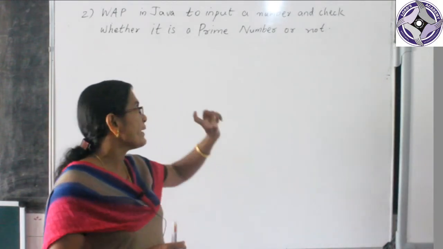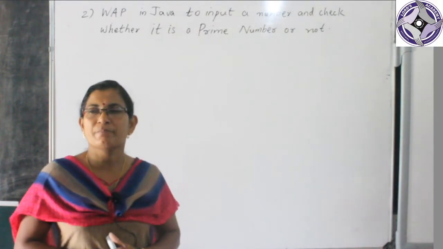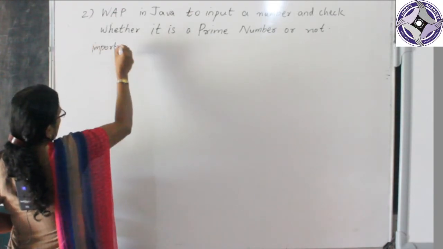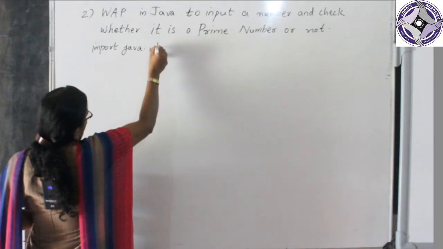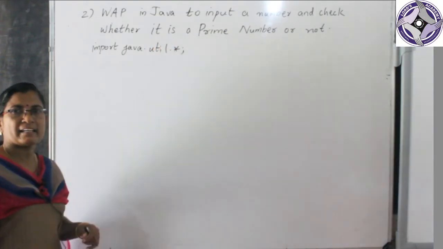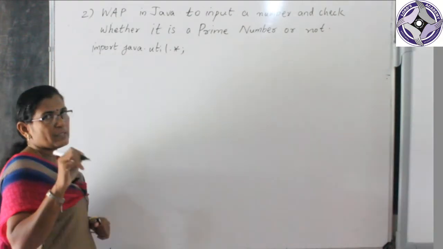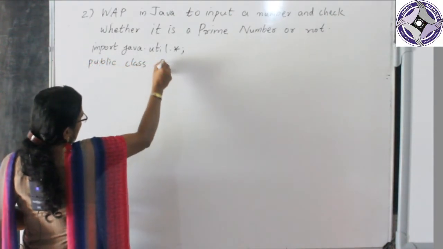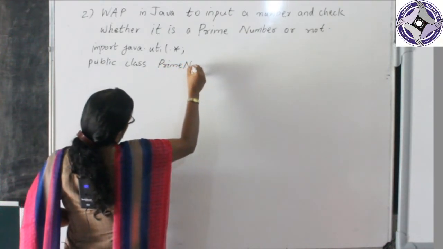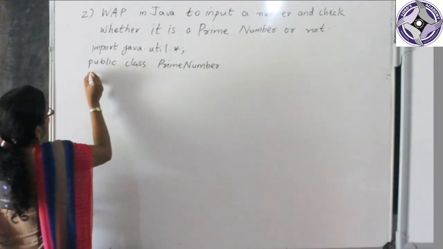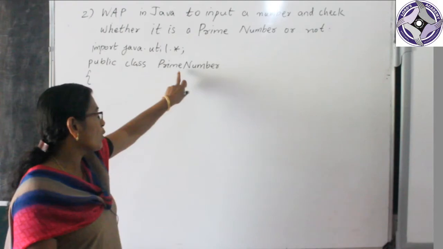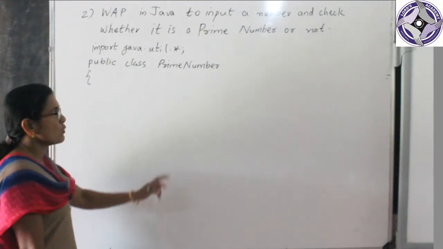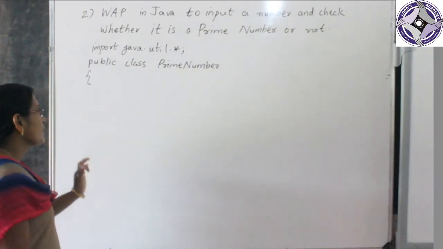In this case, you are asked to input a number from the keyboard. To input a number from the keyboard, we are going to use the Scanner class. So import java.util.* to use the Scanner class in the program. Now define the class, public class PrimeNumber. The class name starts with a capital letter, there are 2 words in the class name, the second word also begins with a capital letter, and there is no space between the words.